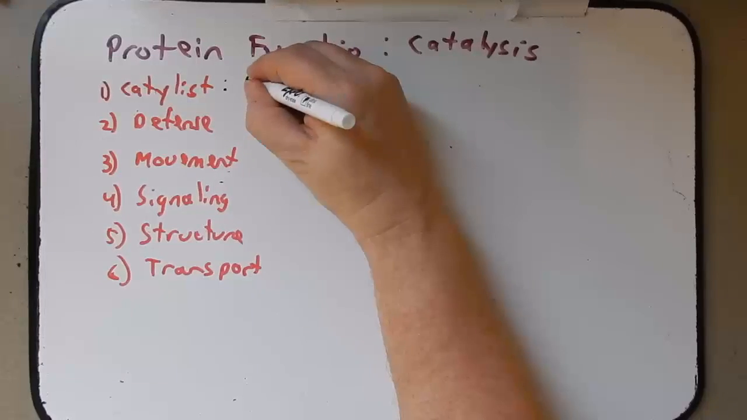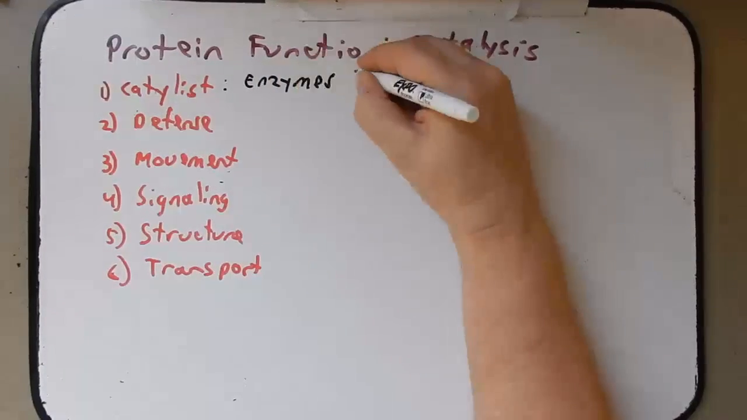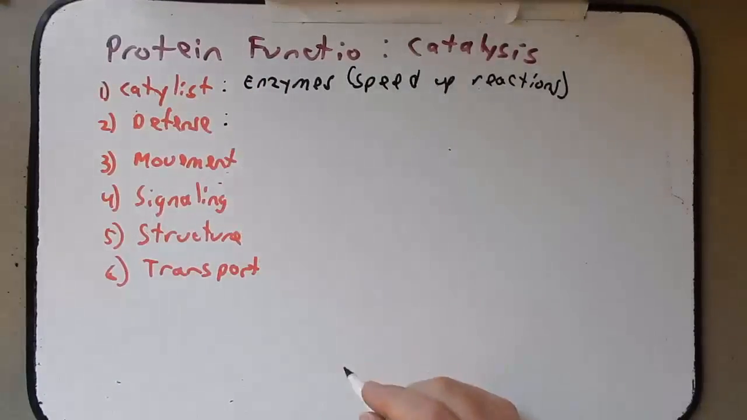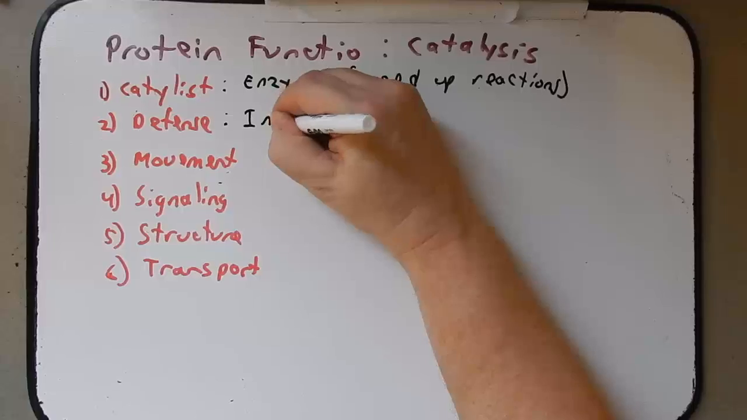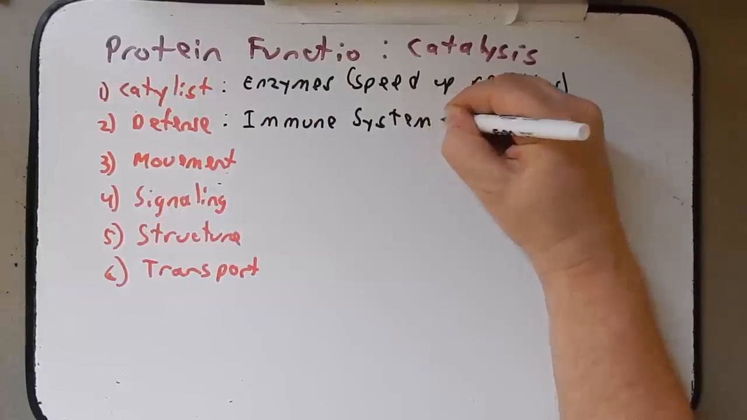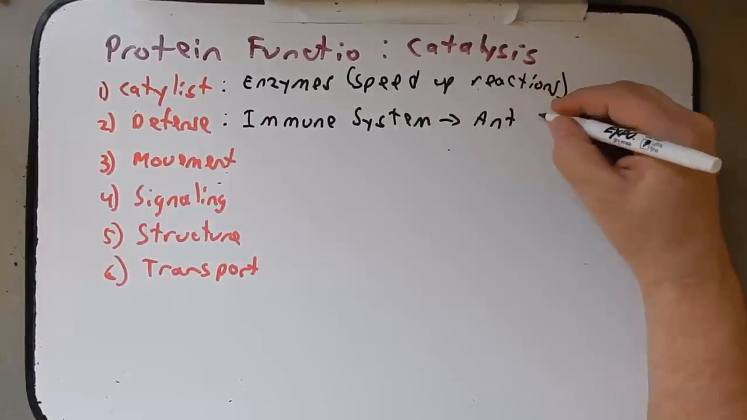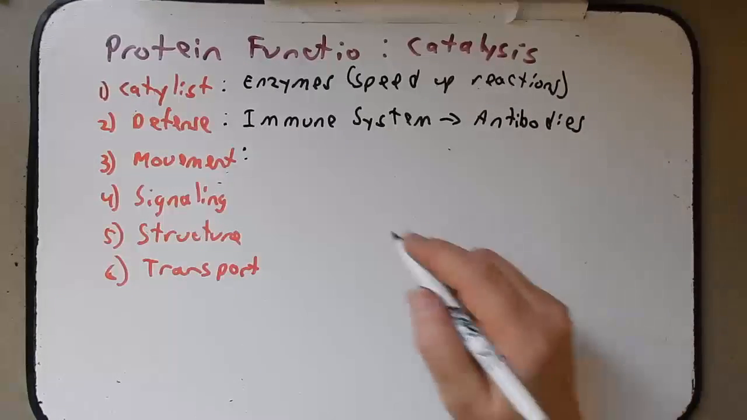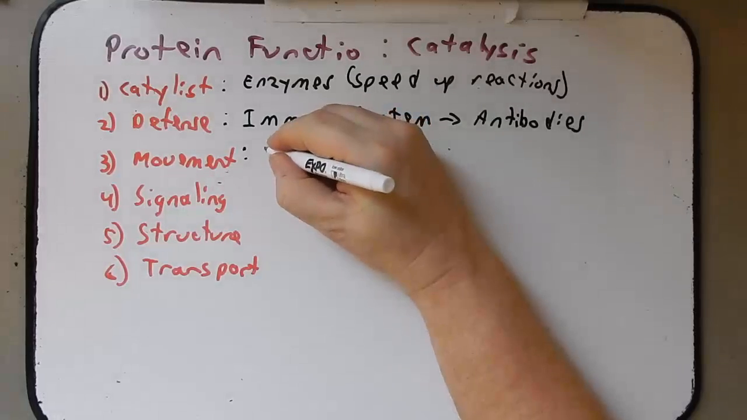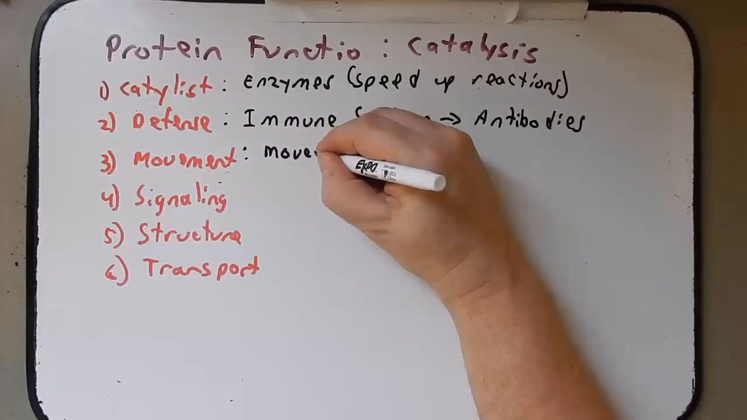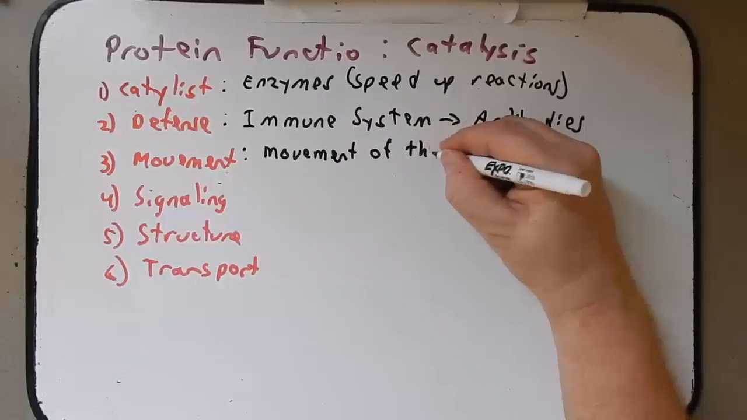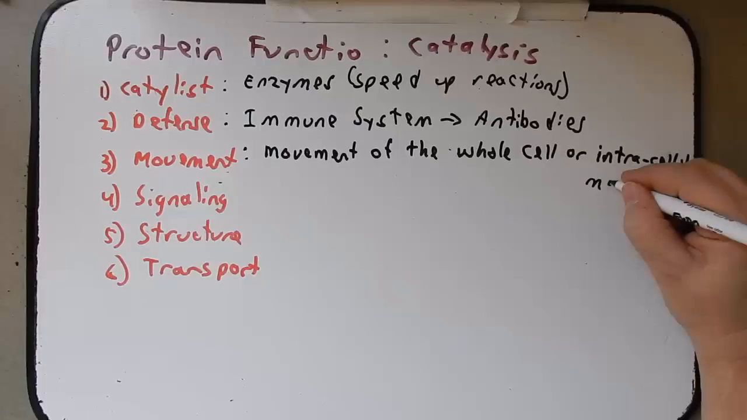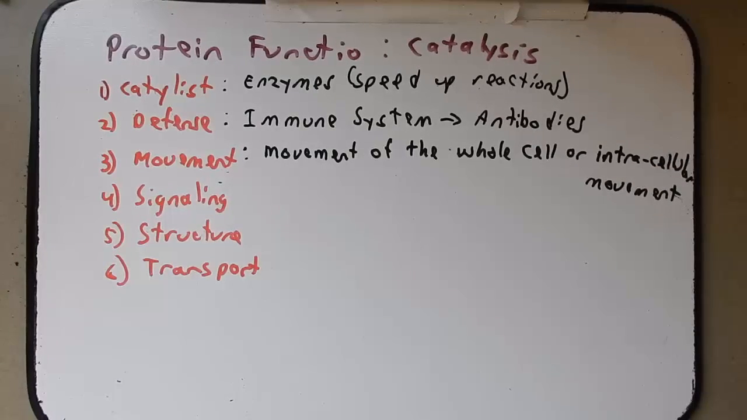Catalysts, these are what we might think of as enzymes. They speed up reactions. Defense, we can think of several examples of this, but primarily let's think about the immune system, and in particular, antibodies. Antibodies are proteins that help fight off infection. We can think of movement as movement of the whole cell, or intracellular movement, things within the cell moving. Signaling.